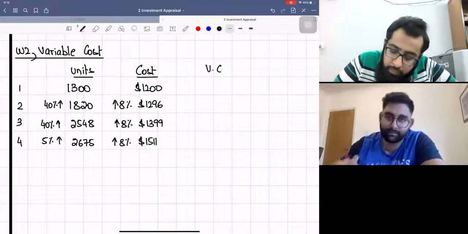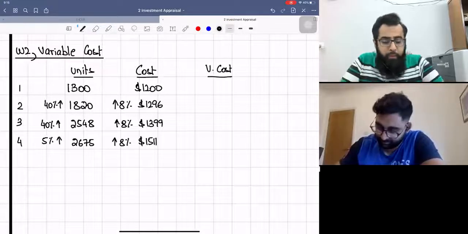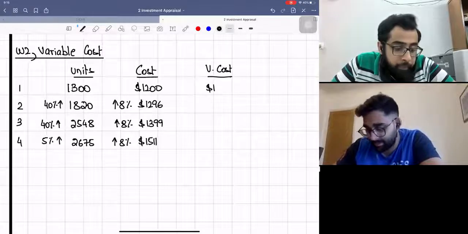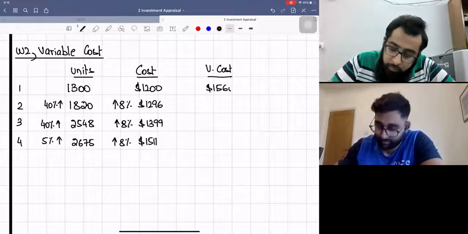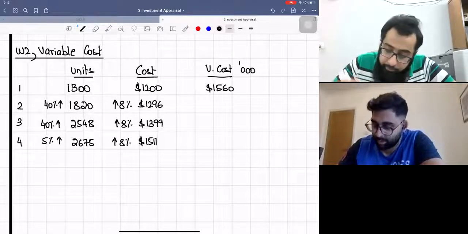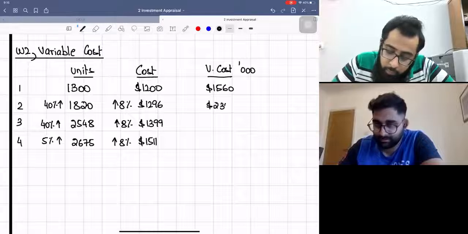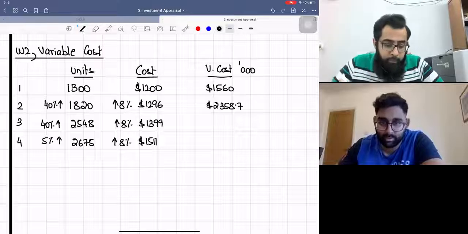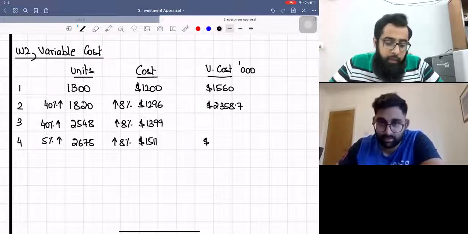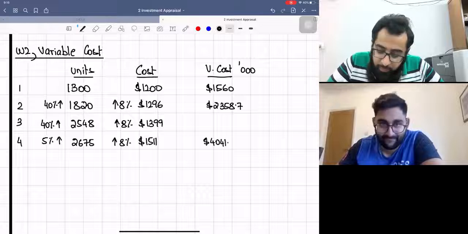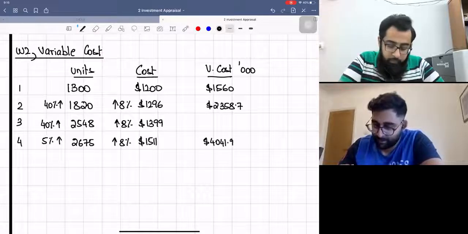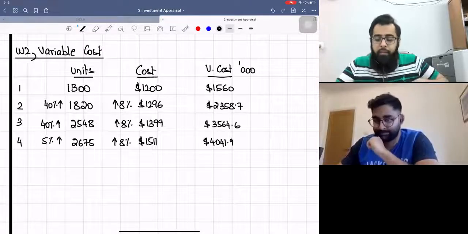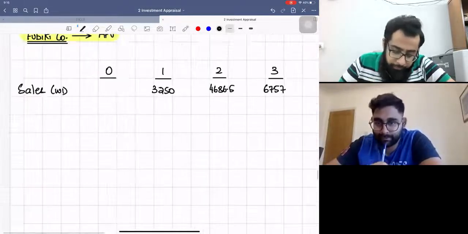So let's calculate the variable cost. 1,300 into 1,200 is 1,560. Then 2,358.7. Then 3,564.6. And the last one is 4,041.9. Okay, so these all are the variable costs.